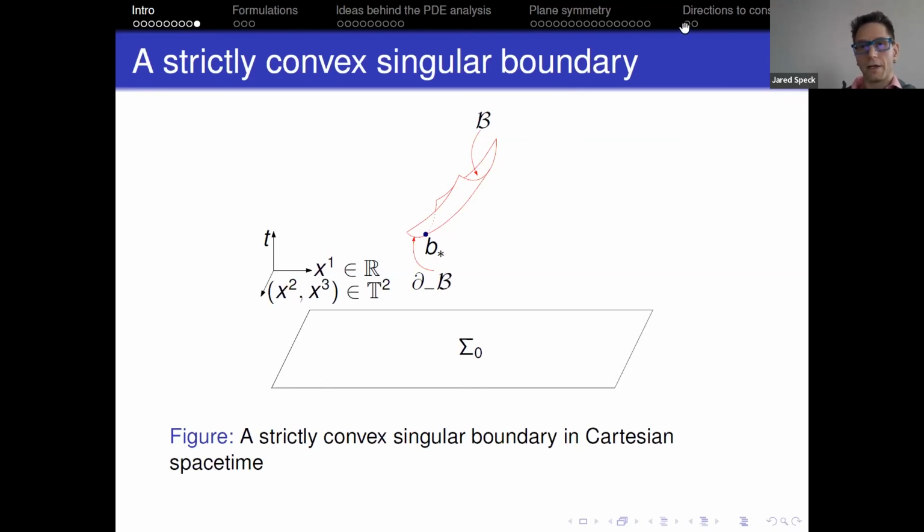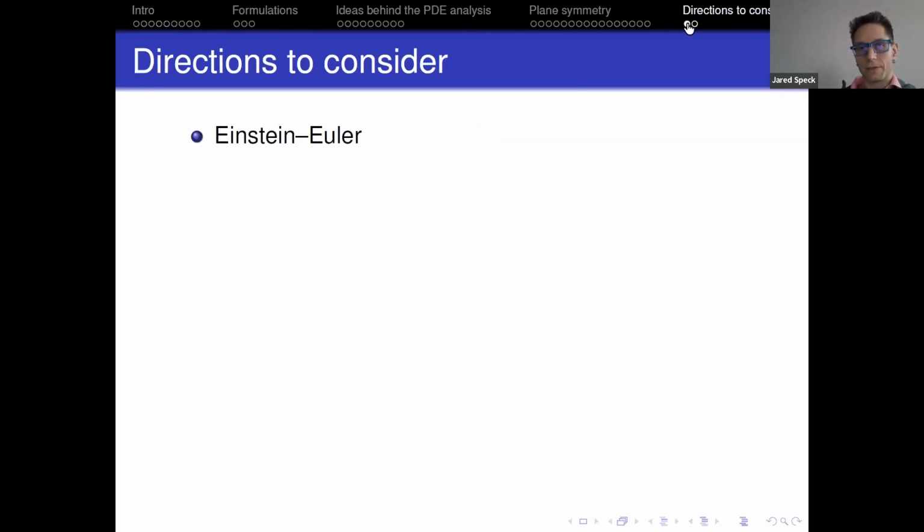Okay, so let me just jump to the end of the talk, so I can leave a few minutes for questions. As I mentioned at the beginning, it would be great if someone could do this for the coupled problem, not just the fluid, but Einstein-Euler. This would be a problem with multiple speeds of propagation, in which the fluid is the slowest speed. So you should think that gravitational waves are very fast, sound waves are very slow.